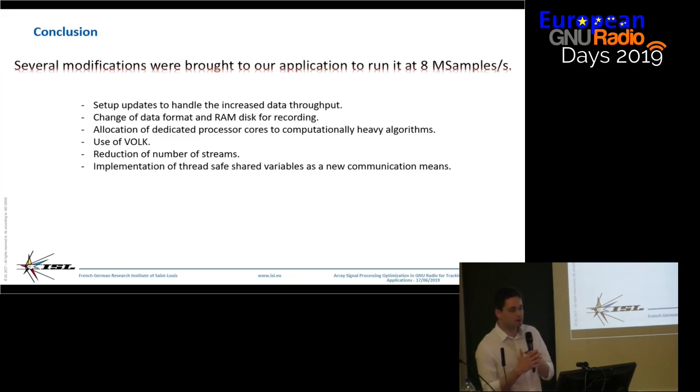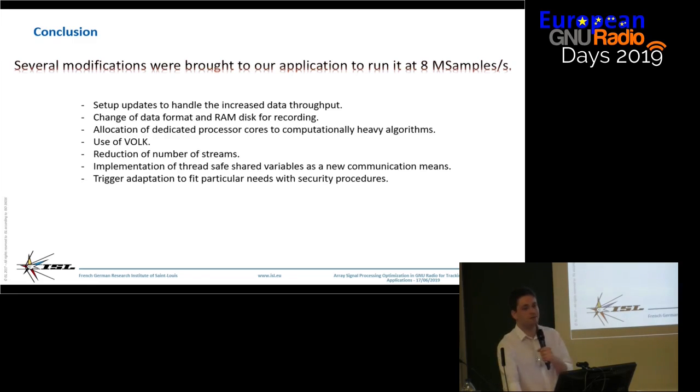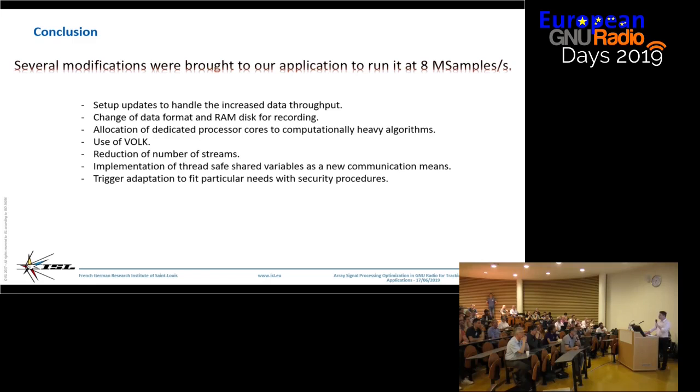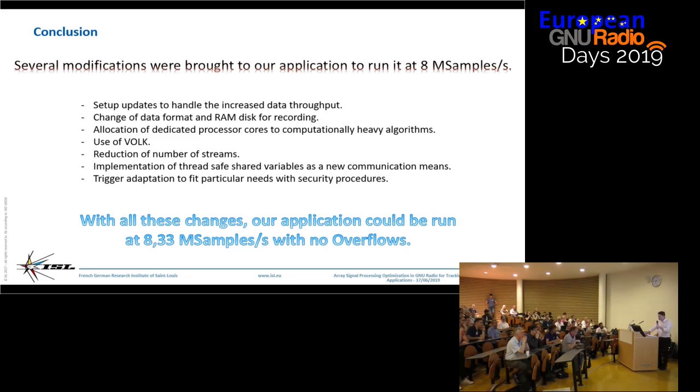Finally, we also used and implemented a thread-safe shared variable communication means that could fit some very specific needs for some applications. And finally, we adapted our remote trigger so that it would fit the particular needs related to security procedures when we're firing projectiles. And with all these changes, we finally managed to run our application at 8 megasamples per second without any overflows.